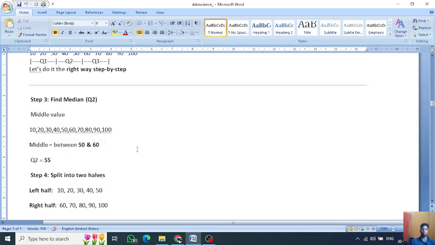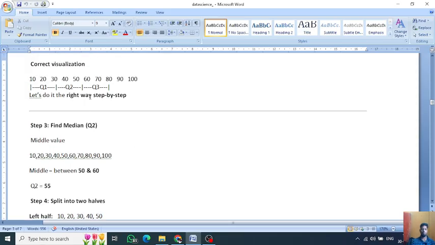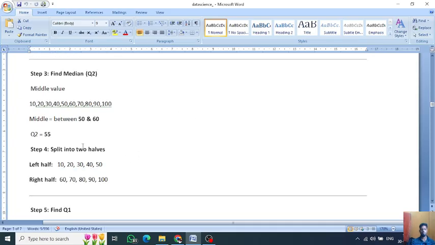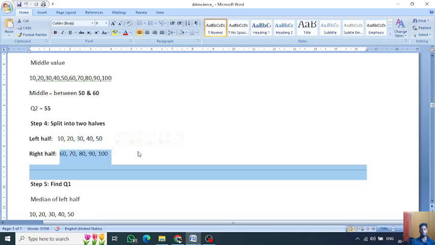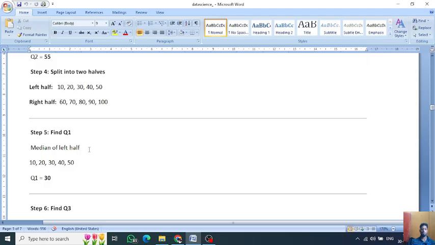That means this is also the Q2 point. Below 55 is where 50% of the data lies, in this portion. So we got Q2. Now I need to find Q1 and Q3. Now split the data into two halves based on the median, a left half and a right half. Now let's find Q1.